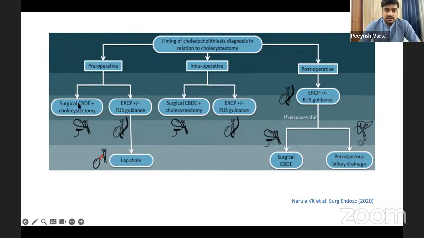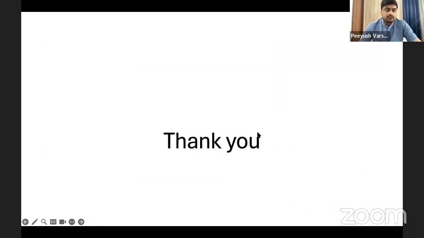Next is the surgical CBD exploration with cholecystectomy, mostly laparoscopic. If detected intraoperatively, then most preferred is to do simultaneous exploration and or ERCP if expertise is available. And if detected postoperatively, then ERCP or US guided clearance can be done. If that fails, then one of these modalities can be adopted. Thank you.